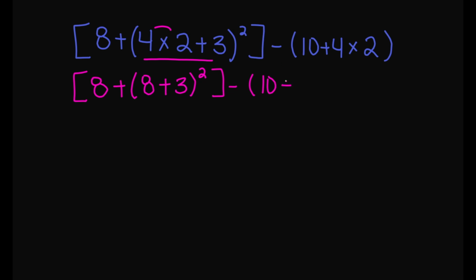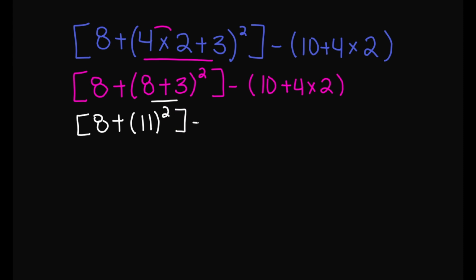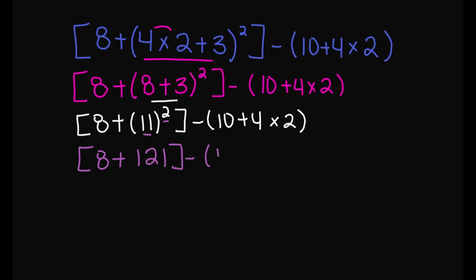And then I'm going to rewrite the expression here on the right side. So now we're going to continue working inside my parentheses here. So we have bracket 8 plus 3. This is going to equal 11 inside my parentheses. I'm going to continue solving. So now inside my brackets now, we have 11 squared. So we're going to do 8 plus 11 squared. 11 squared is 121. And then I have my parentheses here.